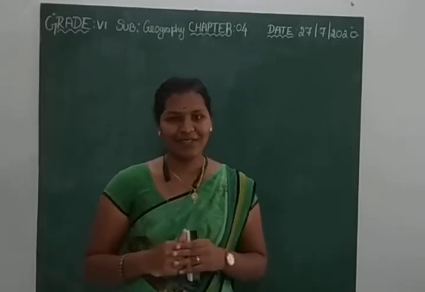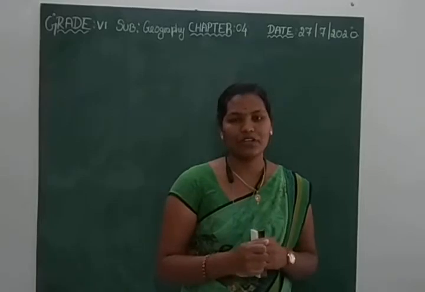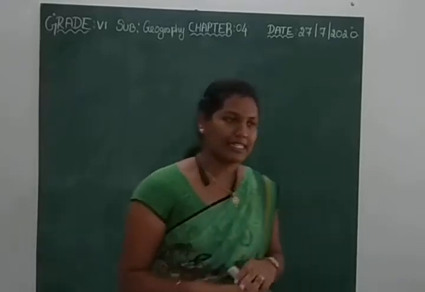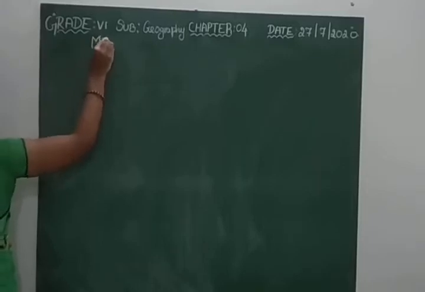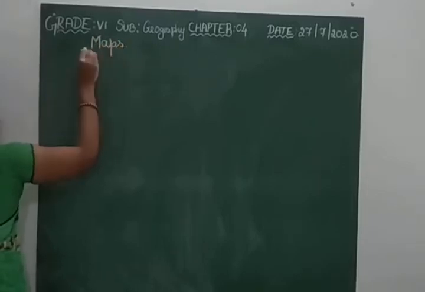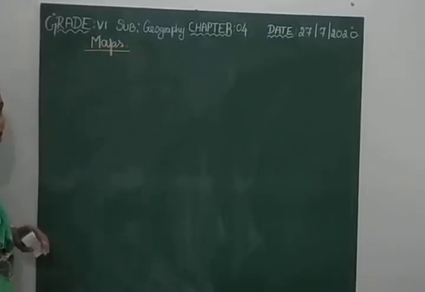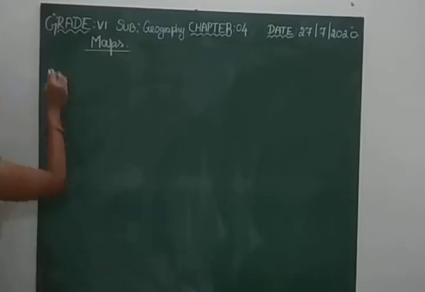For grade 6, today we are going to see the new chapter in geography, the fourth chapter, which is about maps. What is a map? What are the types of map? And about the components of a map, we are going to learn in this chapter.